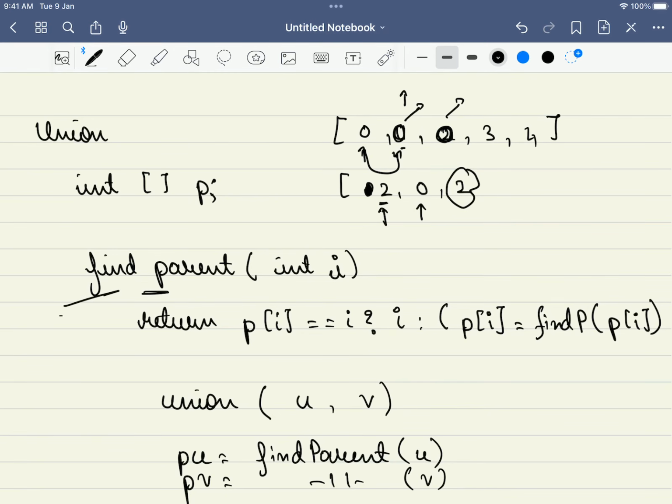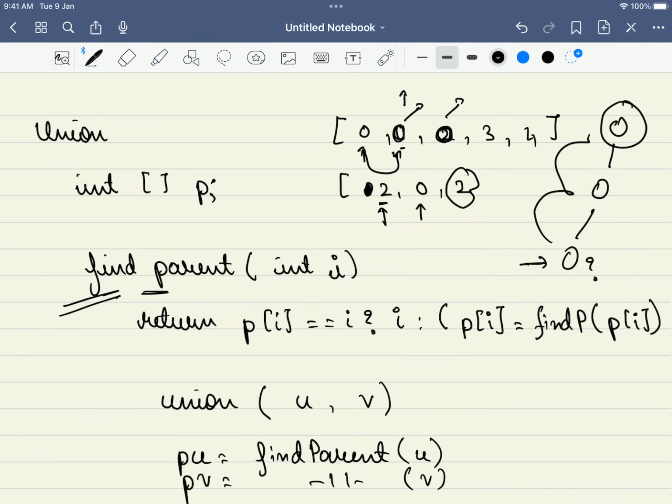So we have the first method, that is find parent. What it will do is, it will find the ultimate parent. Say you are asking, whose parent is this? So it will be finding the ultimate parent. There will be one leader of this entire group and we'll be finding the ultimate leader. So that is what this method is doing.